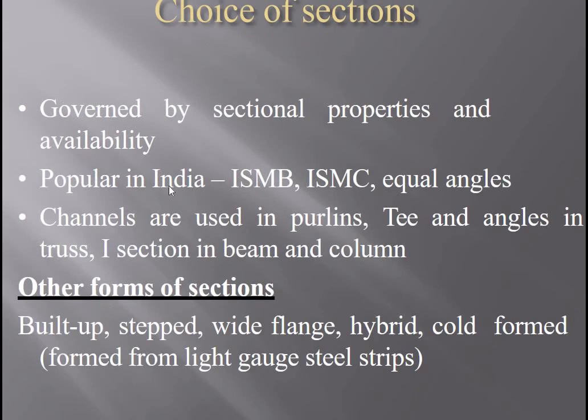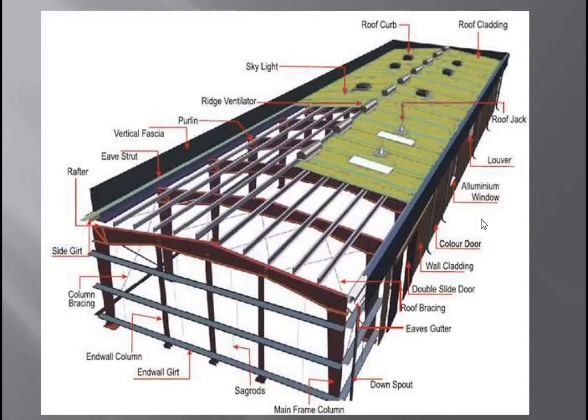Then the choice of sections. The choice depends upon the requirements and designer choice. This choice we are going to discuss when we solve the actual design problems. This is the figure showing the components of industrial buildings. See how industrial buildings look.